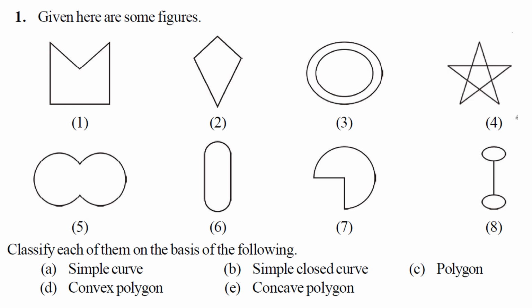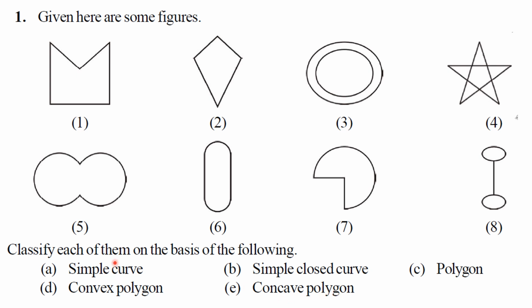Question number 1: given here are some figures. These 8 figures are given, and they say classify each of them on the basis of the following. So we have to do the classification. First classification is simple curve. That means which of these figures come under the category of a simple curve. Second is simple closed curve. Which of these figures come under the category of simple closed curve. Polygon. Which of these are or is a polygon? Which one is a convex polygon? Which one is a concave polygon?